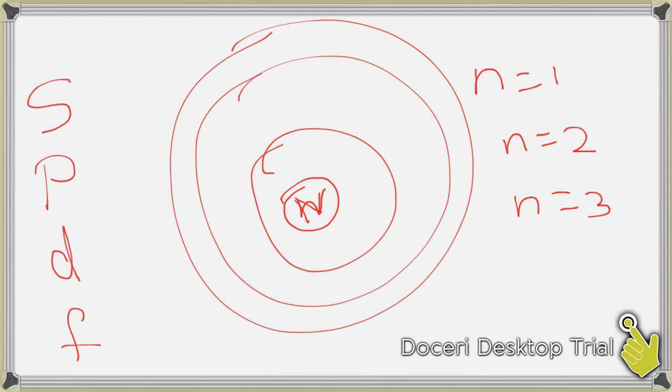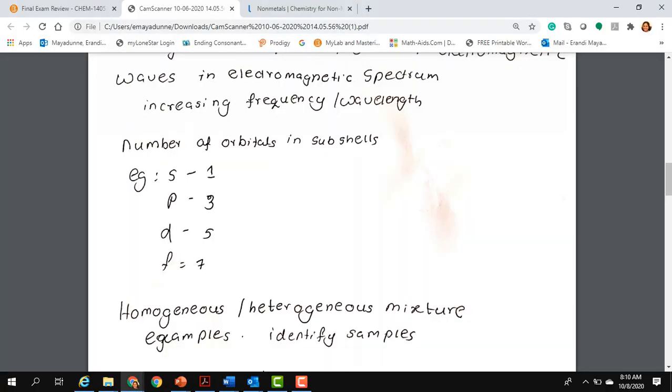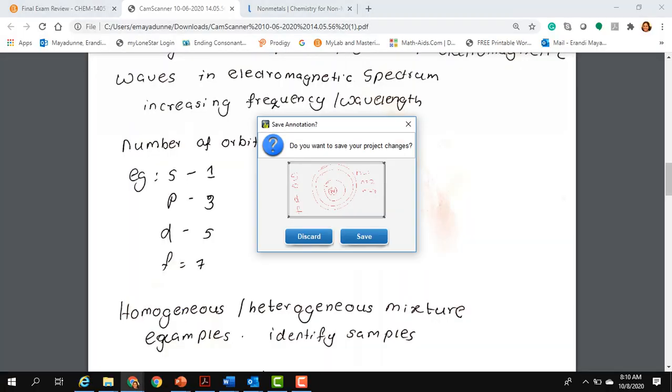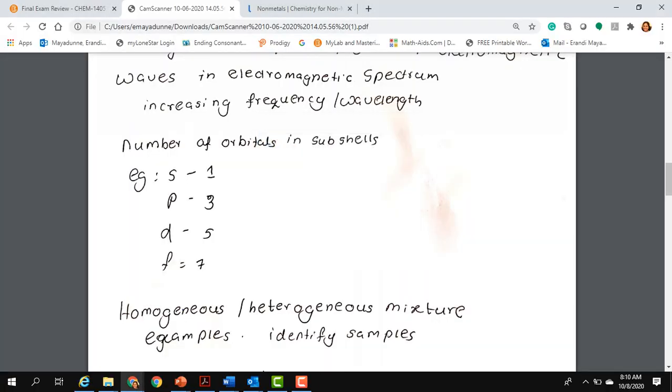For example, if n equals 1, you have only one S. Each subshell has orbitals, and that's what I'm talking about here. S always has one orbital, P has three, D has five, F has seven. So you need to know that.